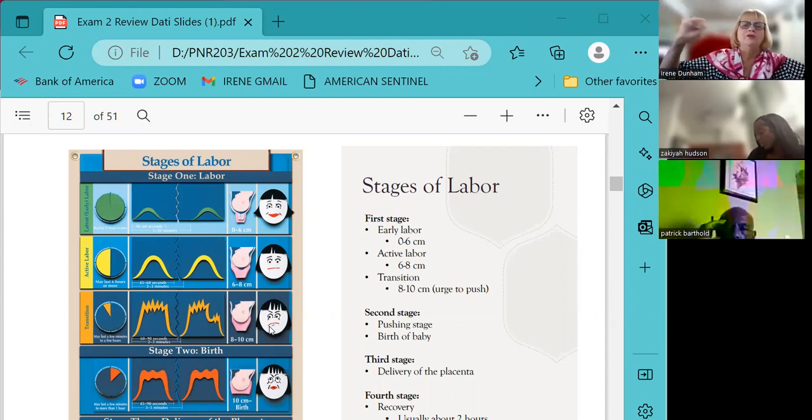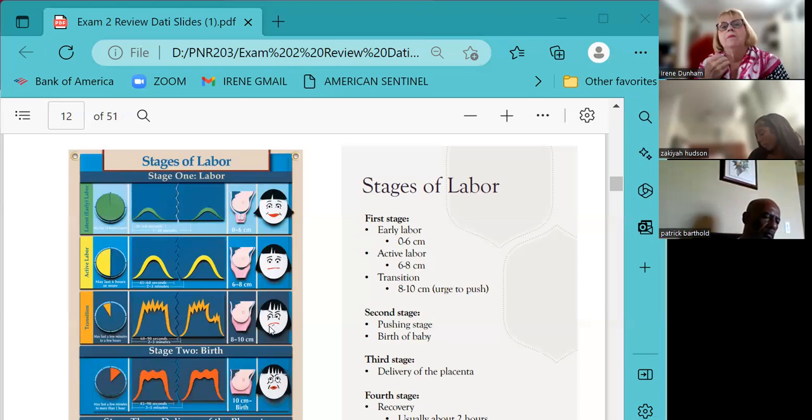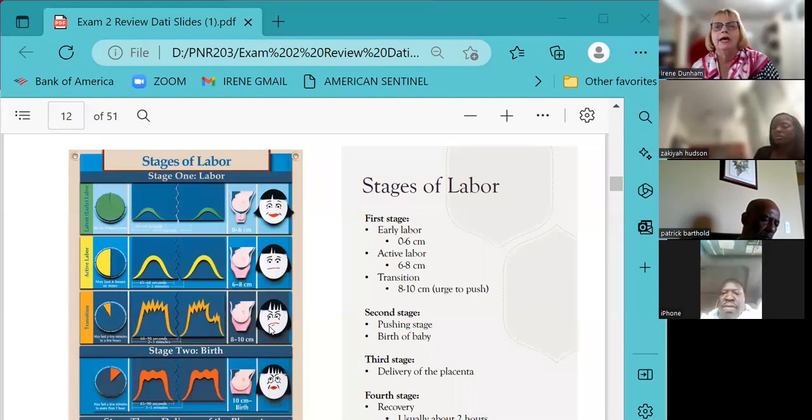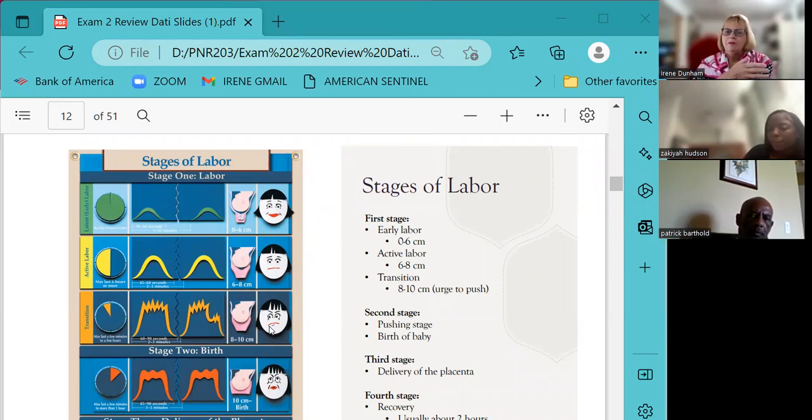Oh, great. So now we're going into the second stage. Write this down. Second stage is pushing, and now we're going to expel the baby. Okay, our baby is born. Yay. That's the second stage. Now, baby's out. What do I have left up in the uterus? I have the placenta. The placenta has its own stage. That's how important the placenta is. That's the third stage, delivery of the placenta.